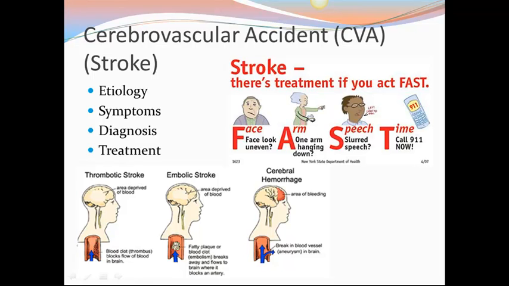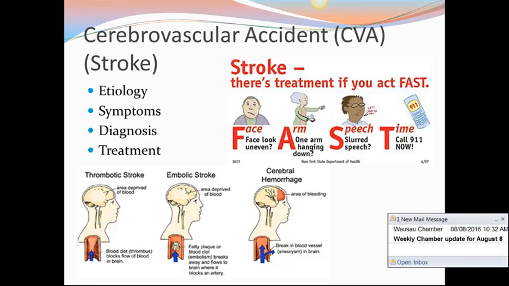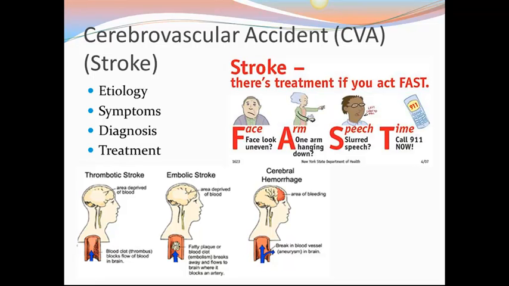So a lot of times this will break away in the heart or the lungs or another place in the body and travel to the brain. Cerebral hemorrhage is an area of bleeding and breaks in the blood vessels. It's also called an aneurysm in the brain. This is another reason for stroke. Symptoms include dysphagia, hemiparalysis, confusion, poor coordination, hypertension, headache, and vision changes.